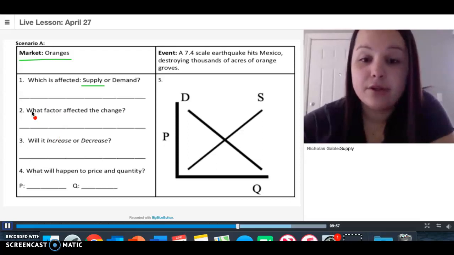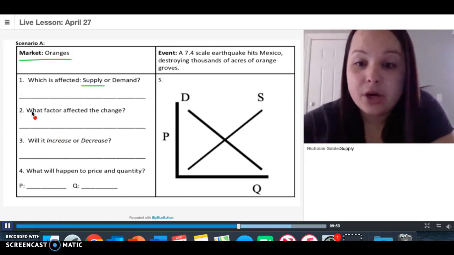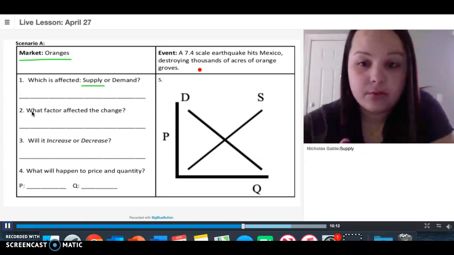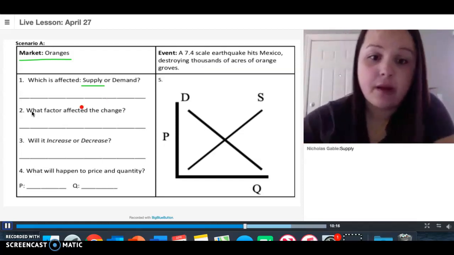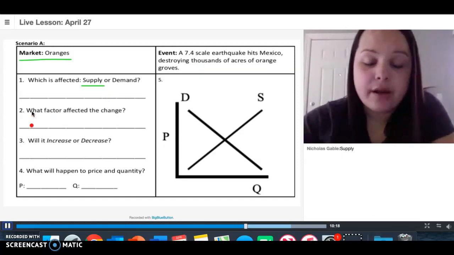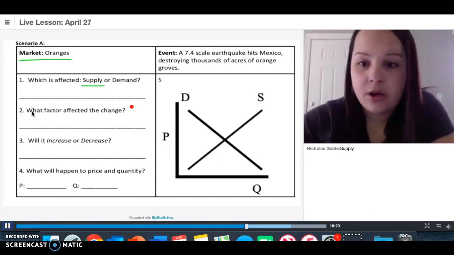So for number 2, the answer is number of sellers. That's the determinant that's affecting the production or the supply of oranges. As these thousands of acres of orange groves are destroyed, there might be some orange producers who lose everything, so then they aren't able to sell oranges anymore. Okay, so for number 2, you can either put number of sellers or number 6 on there.